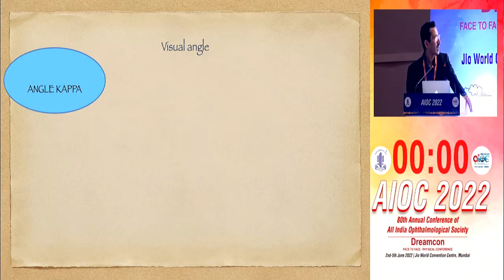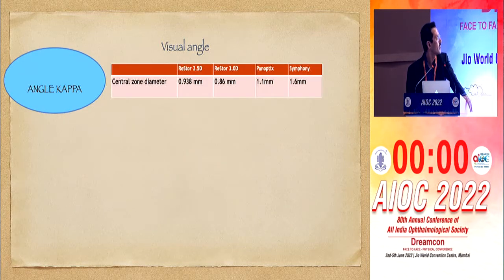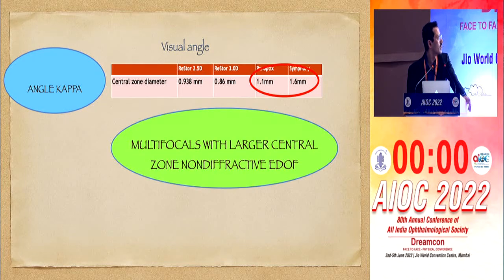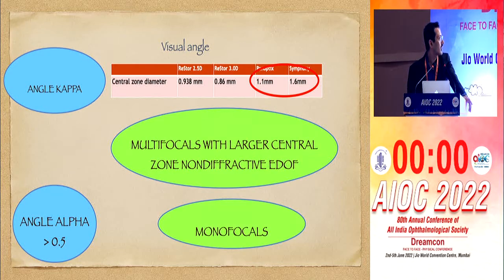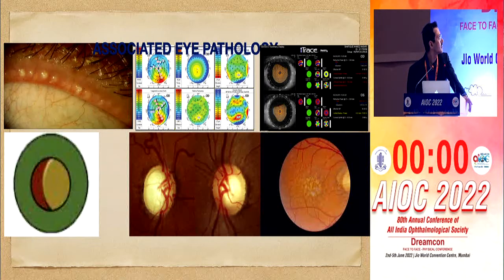So if the patient has a large angle kappa, then avoid lenses with a small optical zone. So use lenses with a larger central optic zone like Panoptix or Symphony, which has 1.1 and 1.6 millimeter optic zone. Multifocals with large central zone or EDOF lenses can be used in such patients. If the patient has large angle alpha, it's better to go in for monofocal lenses.